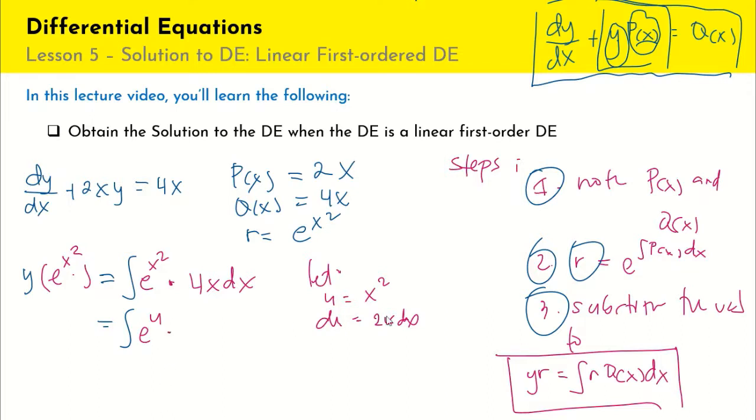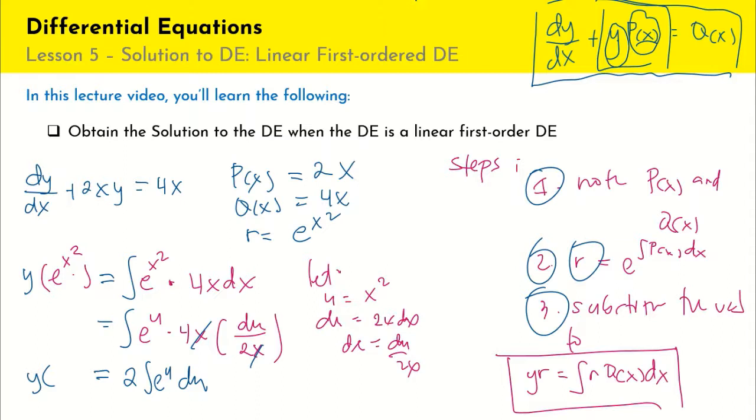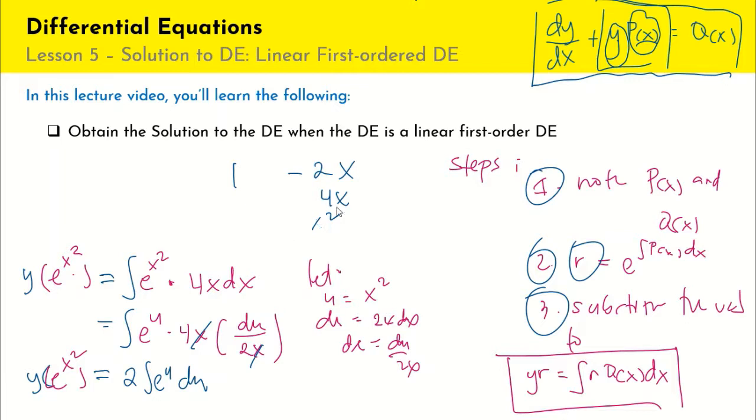Now, multiplied by, since we have dx equals du over 2x, so 4x multiplied by du over 2x. So cancel, cancel. 4 divided by 2, we have 2. So 2 times the integral of e raised to u du. y times e to the x squared equals. I'll just delete this above to make more room and continue on top.